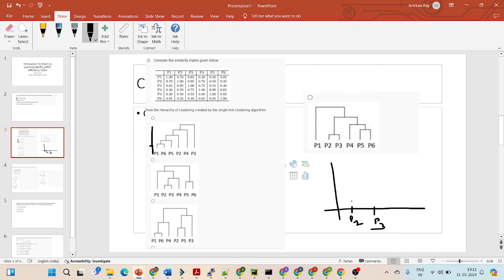So not only will they join first, but they will be of the lowest height here. Okay.